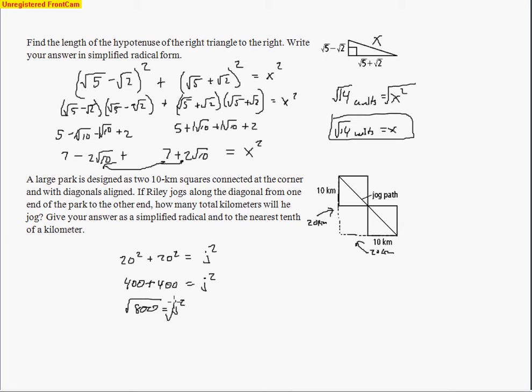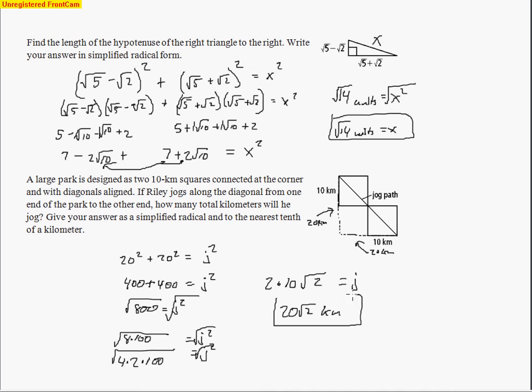When I take the square root, I see 8 times 100 makes 800, and 8 can break down to 4 times 2, times 100. So I'll take the square root of 4 and the square root of 100, which make 2 and 10 respectively, and I still have that square root of 2 underneath the radical sign. Once I take the square root of j squared, that just leaves me with j. So now I've got 20 square roots of 2, and these are in kilometers. That's the simplified radical form.